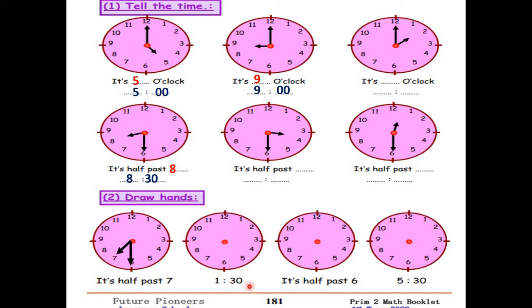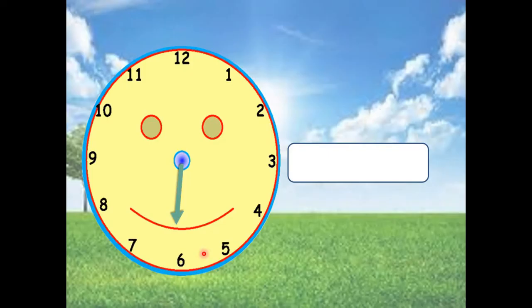Okay, here this one is digital. 1:30. 30 means that the long hand points at 6. And the short hand will be between the 1 and the 2. Like that. Okay, let's continue and learn a new thing.